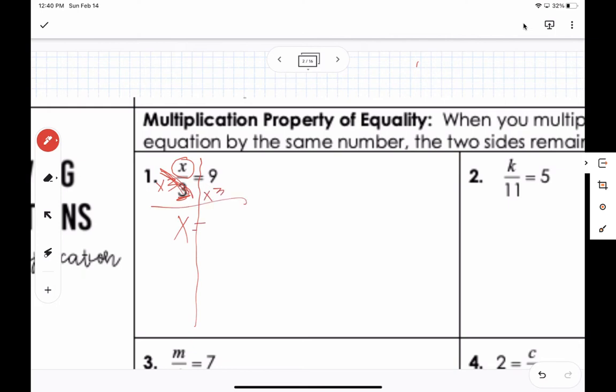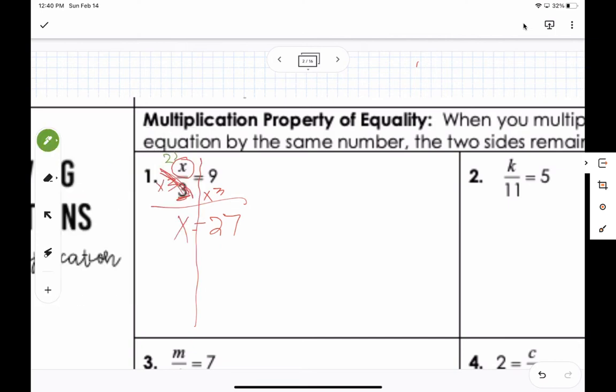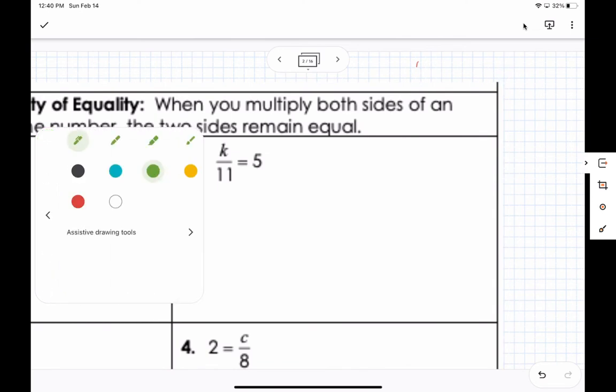9 times 3 is 27. And if I plug that back in, does 27 divided by 3 equal 9? It does. So I'm good there. Okay. I'm not going to turn you loose just yet. So we're going to do a couple more before I have you try one.